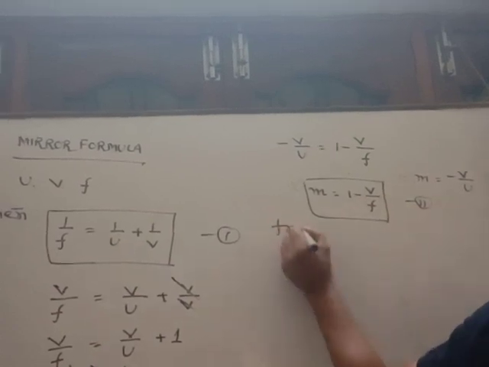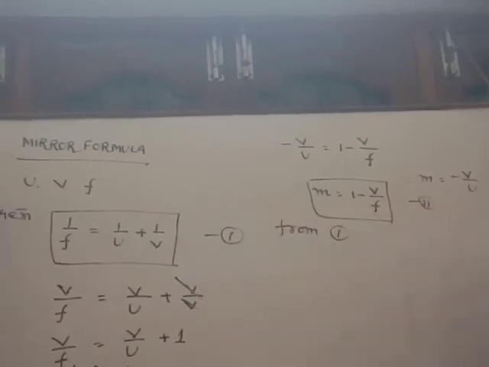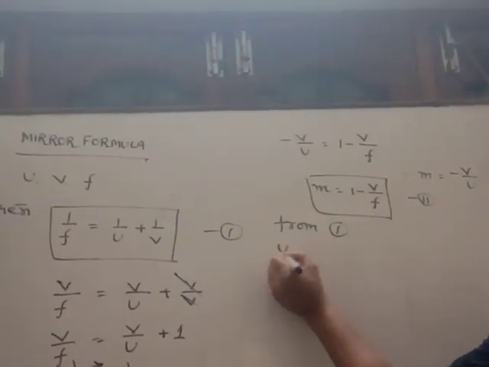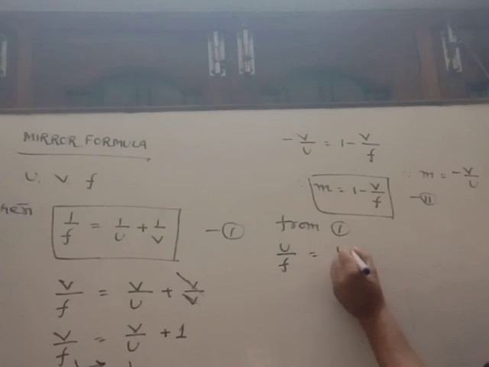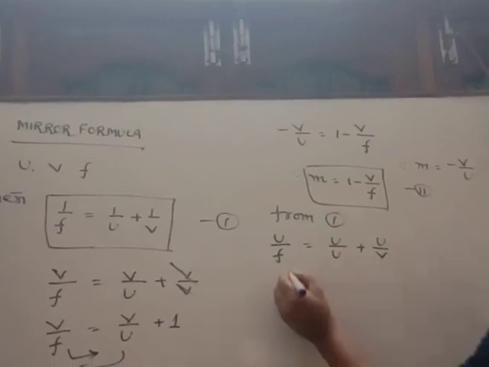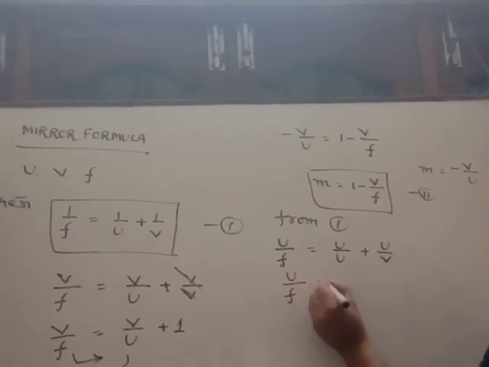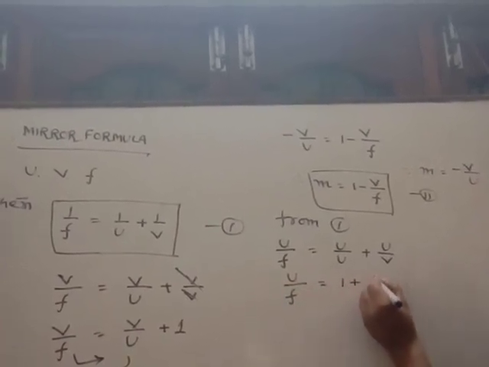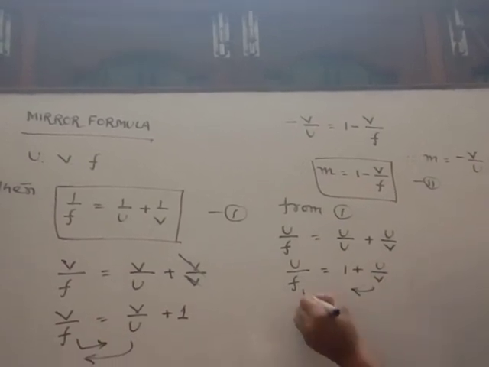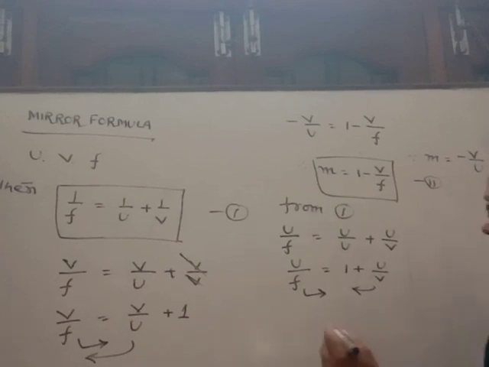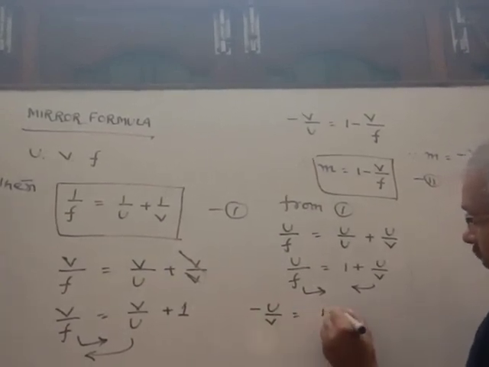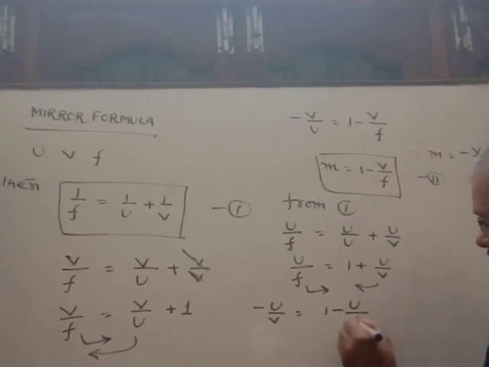Similarly, from the first, multiply both sides by U. It will become U by F is equal to U by U plus U by V. That is, U by F is equal to 1 plus U by V. Transfer it to the left and U by F to the right, it becomes minus U by V is equal to 1 minus U by F.